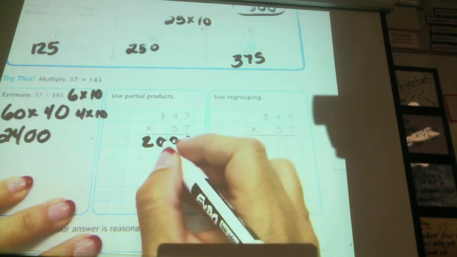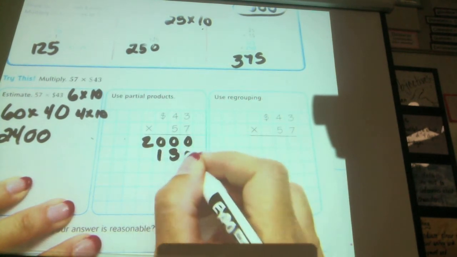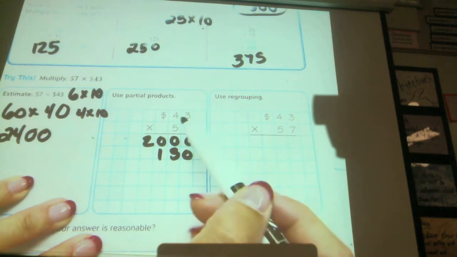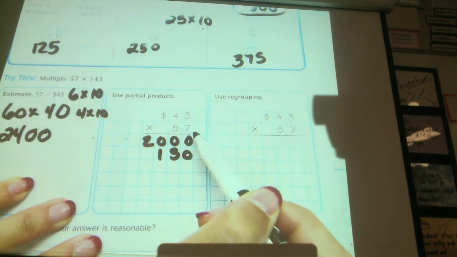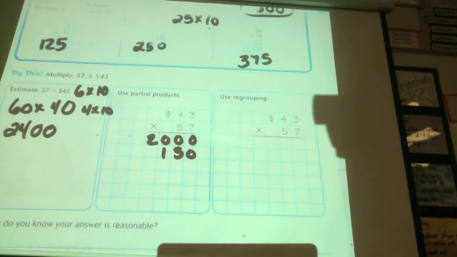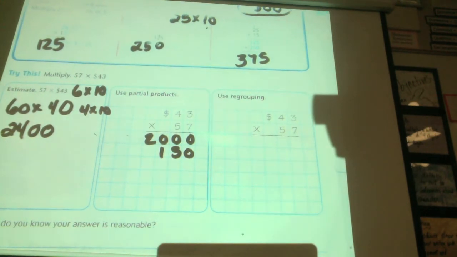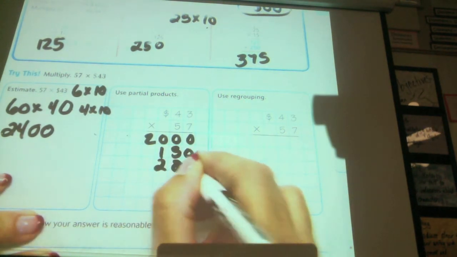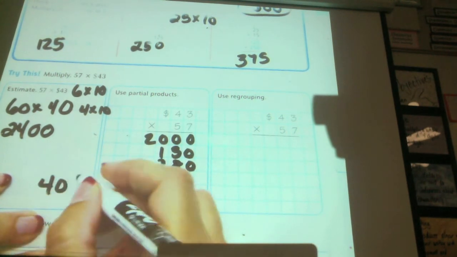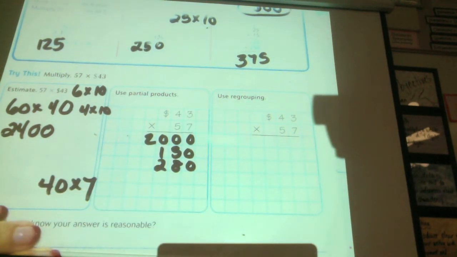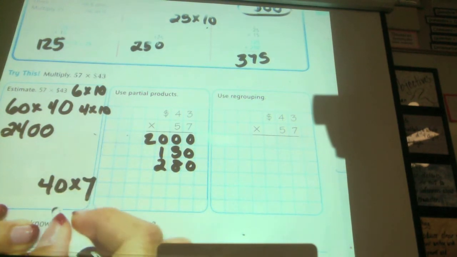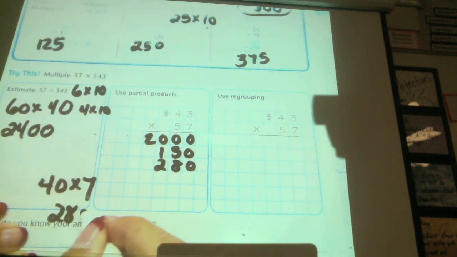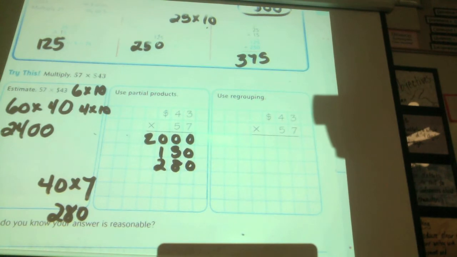Okay, what is it? 150. Now I'm going to do this 40 times this 7. What is 40 times 7? Think in your head. Okay, what is 40 times 7? 280. There's no thousands involved. And if you're not sure, write it out. Do the first multiplication, and then times the 10, which would be 280. Sit up. Watch your zeros.